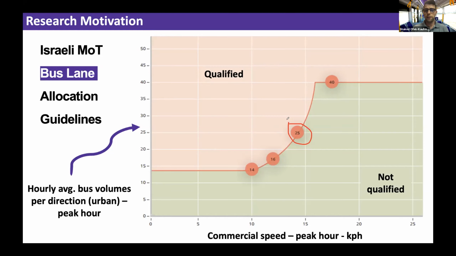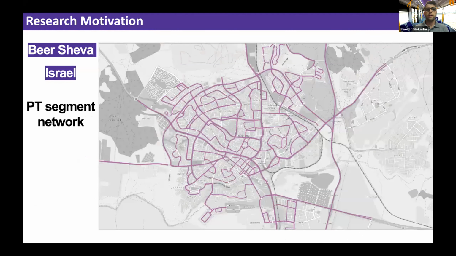These charts are really informative and really nice, but they don't help us too much when we look into the real world. So our research motivation was to take those bus lane allocation guidelines and to implement them on a real world use case. We can see in the picture the city of Beersheba, a major city in Israel, and the public transit segment network in this city. A public transit segment is a road link that can start or end at a bus stop or a junction to accommodate changes in passenger counts and bus volume counts.